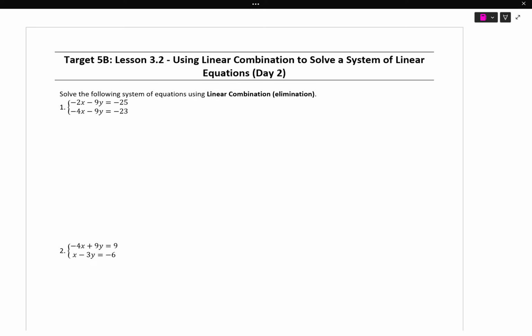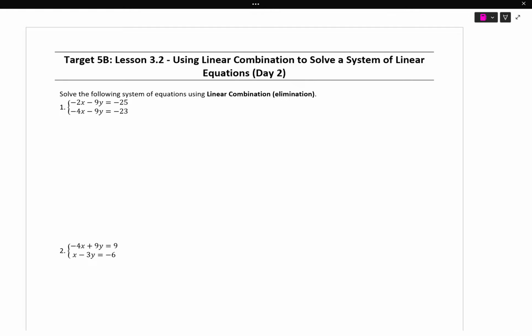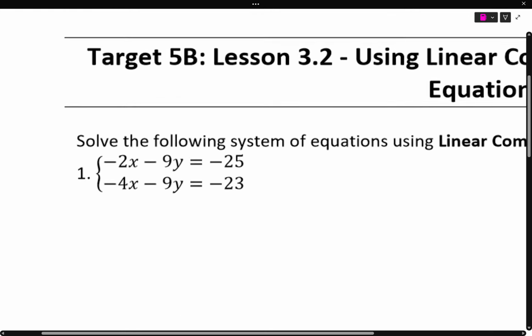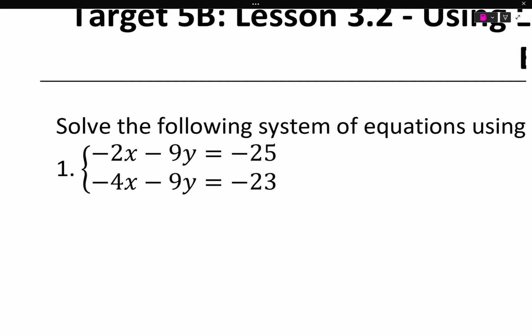Hello, and welcome to a little video about linear combination, but we're going to take it a little step further. In the previous linear combinations that we were doing, what we always had was an opposite number. Either we had a positive 4 and a negative 4, positive 2, negative 2, etc. Most systems don't have those opposites right away, so we're going to have to create them. Let's start with this one.